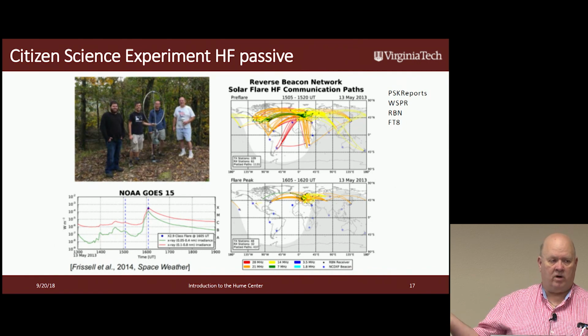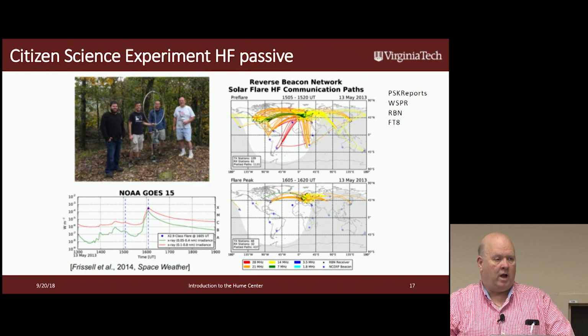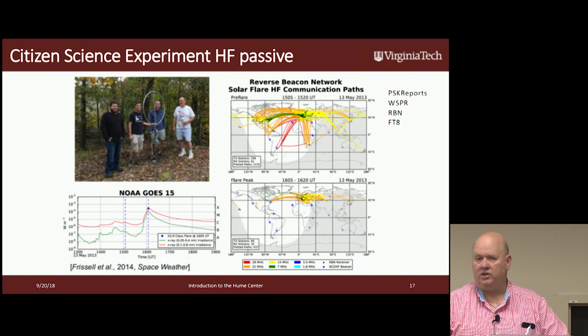So every time one of these receipts is made of my signal, it goes into the database and an arc is drawn. Okay, the Reverse Beacon Network, all sorts of signals are on the amateur radio HF bands.